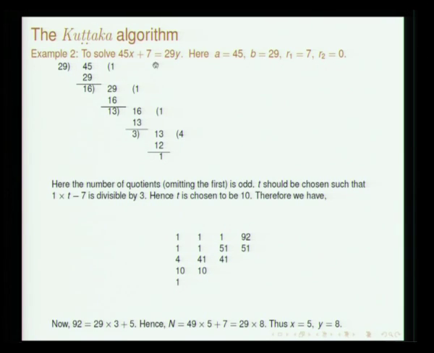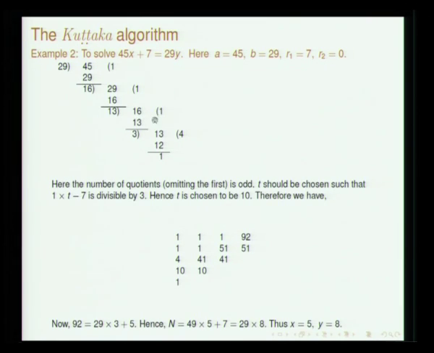Let us have this equation 45x plus 7 is equal to 29y. So, what do we do? We start this division process. 45 divided by 29, what you get is 1 and then the remainder is 16. You take this as the dividend now. Divide, you get 1 here, again the remainder is 13, and so this 16 becomes the dividend now.